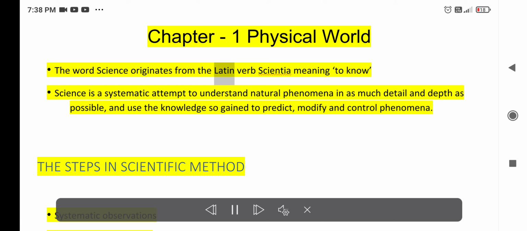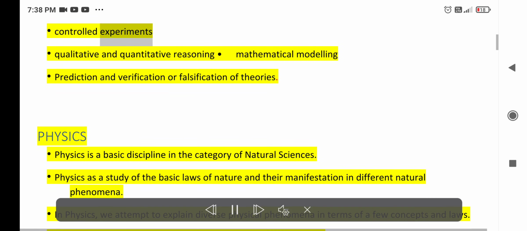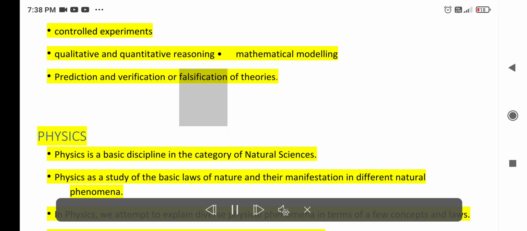Science originates from the Latin verb scientia, meaning to know. Science is a systematic attempt to understand natural phenomena in as much detail and depth as possible, and use the knowledge so gained to predict, modify and control phenomena. The steps in scientific method: systematic observations, controlled experiments, qualitative and quantitative reasoning, mathematical modeling, prediction and verification or falsification of theories.